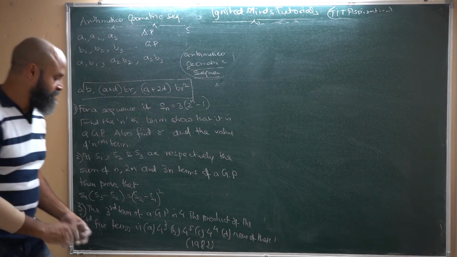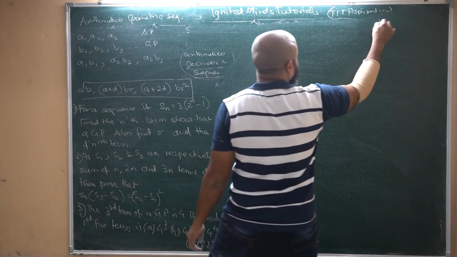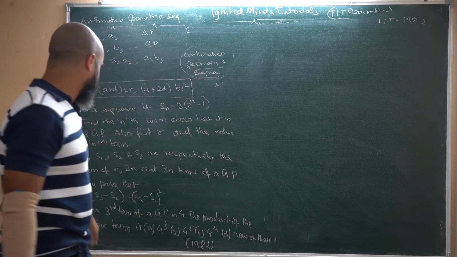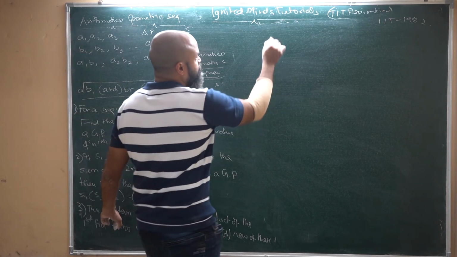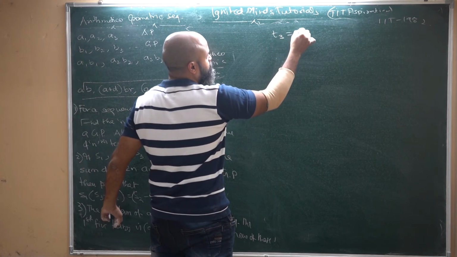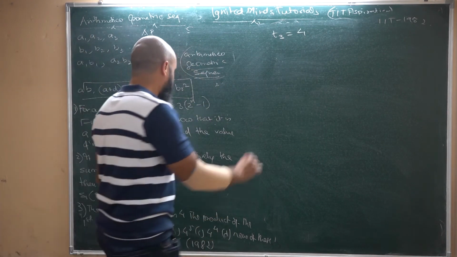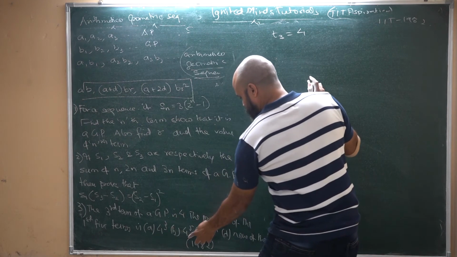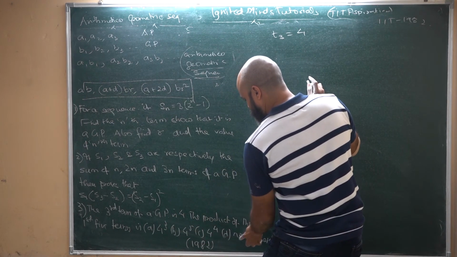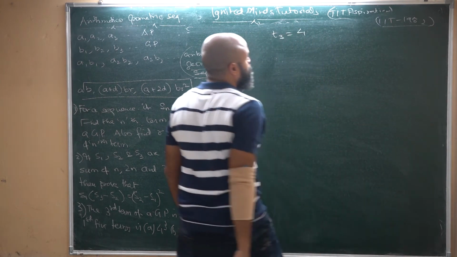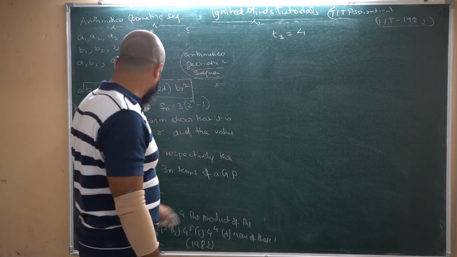Alright, we will have another problem from IIT 1982, and this is basically related to the GP. The third term of a GP is 4. So basically for a GP, the third term has been given as 4. The product of the first 5 terms is 4^3, or 4^5, or 4^4, or none of these. So this was again an old problem from IIT, but let's look into this.